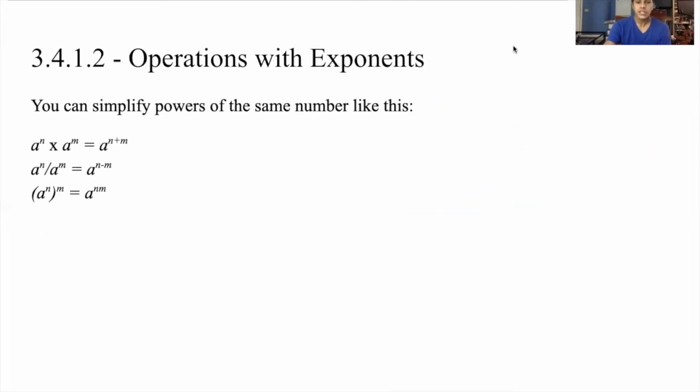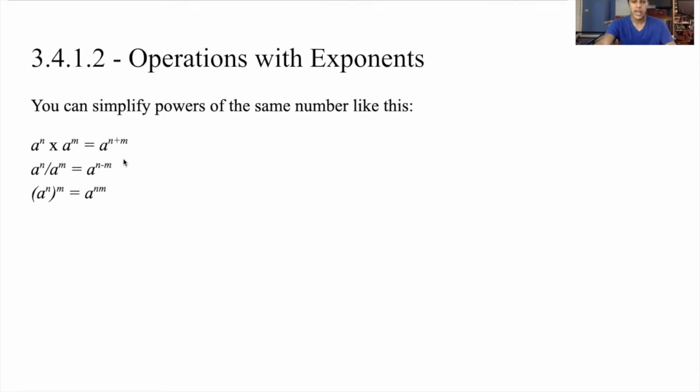So there are actually a few special tricks that you can apply when you're doing operations with exponents, but the exponents are on the same number. So you can simplify the powers of the same number like this. When you're multiplying a to the power of n times a to the power of m, where a is the same number both times, and n and m are two exponents in different powers of a, then that's going to equal a to the power of n plus m.